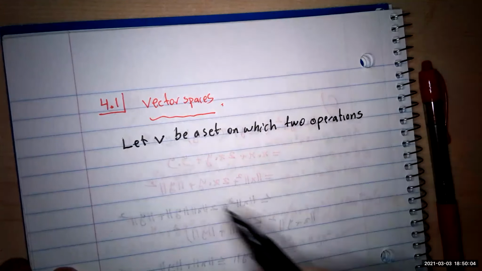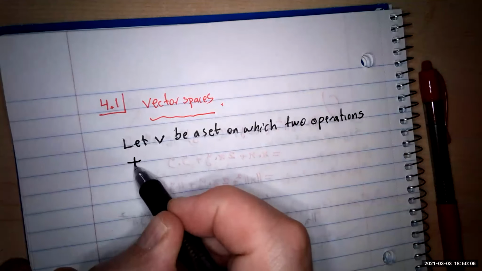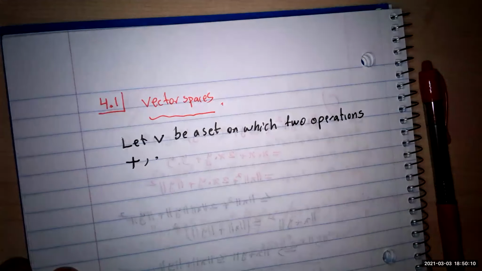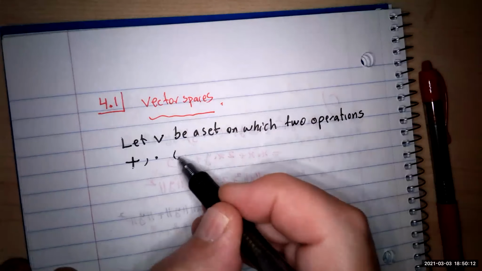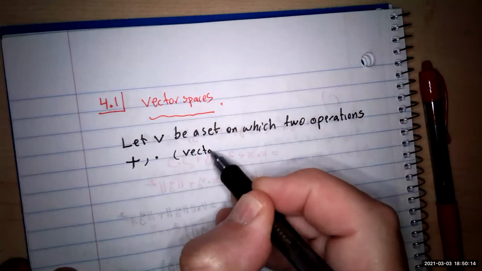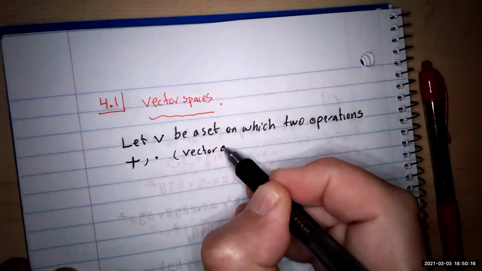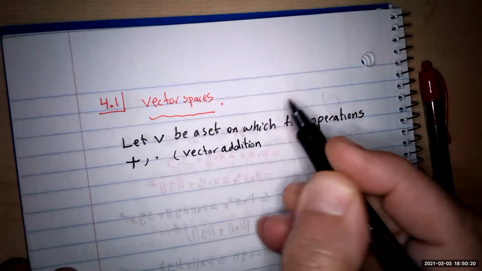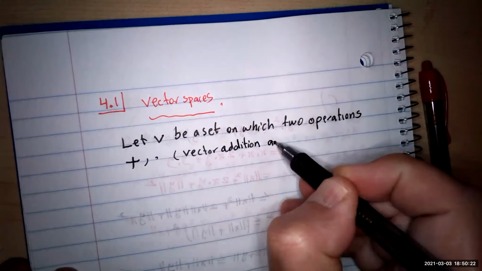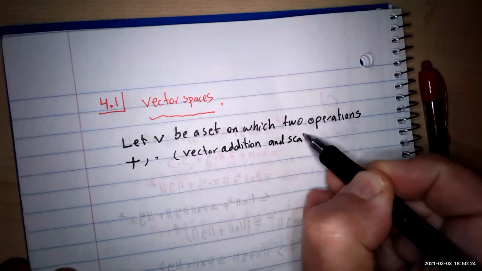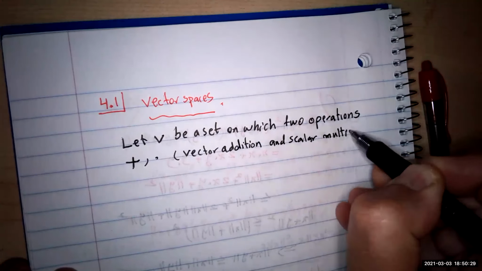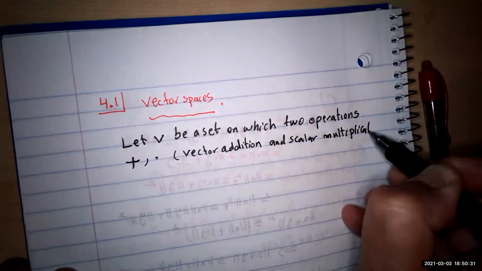Okay, the operation we call addition, for the vector addition, and the other is going to be scalar multiplication. So there you are: vector addition and scalar multiplication, by numbers.